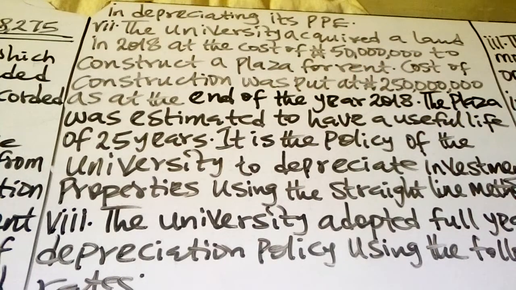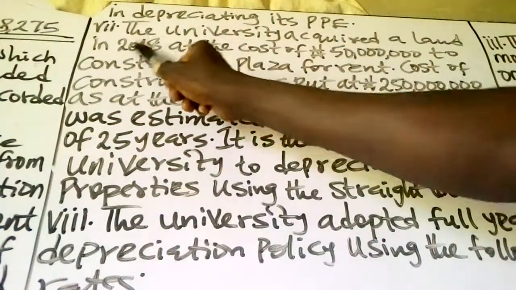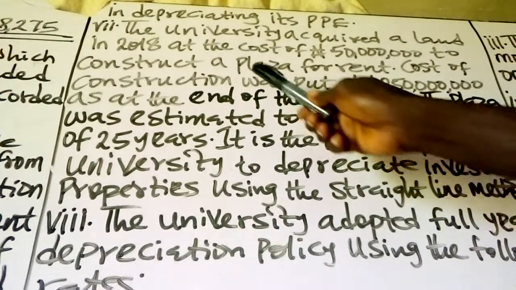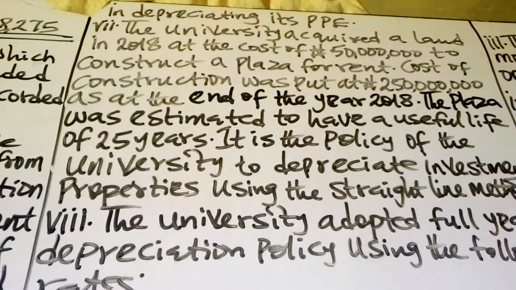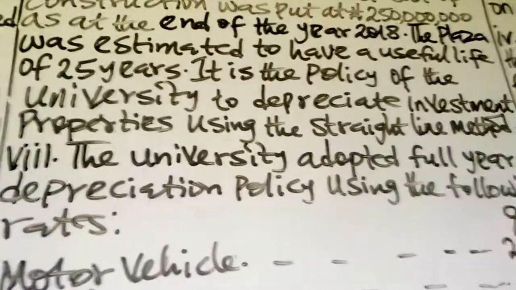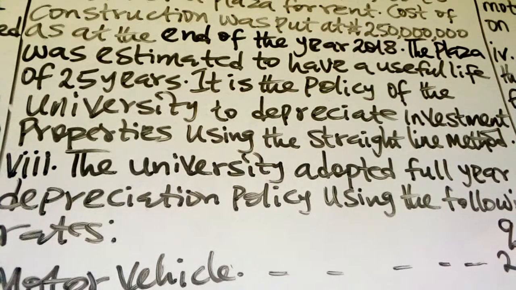Note 7. The university acquired a land in 2018 at the cost of 50 million naira to construct a plaza for rent. Cost of construction was put at 250 million naira as at the end of the year 2018. The plaza was estimated to have a useful life of 25 years. It is the policy of the university to depreciate investment properties using the straight line method.